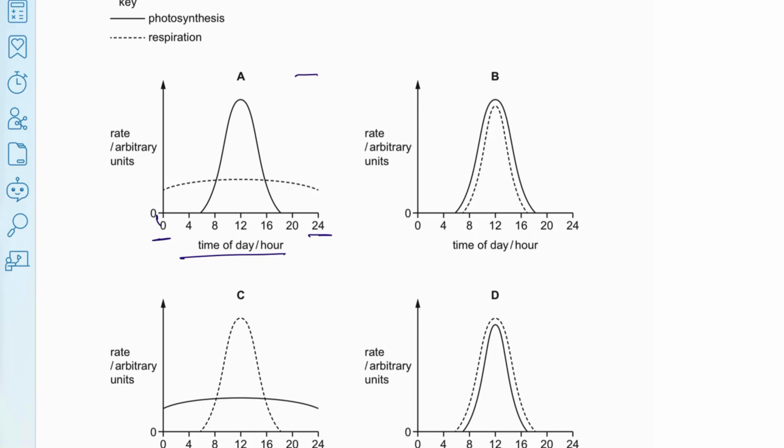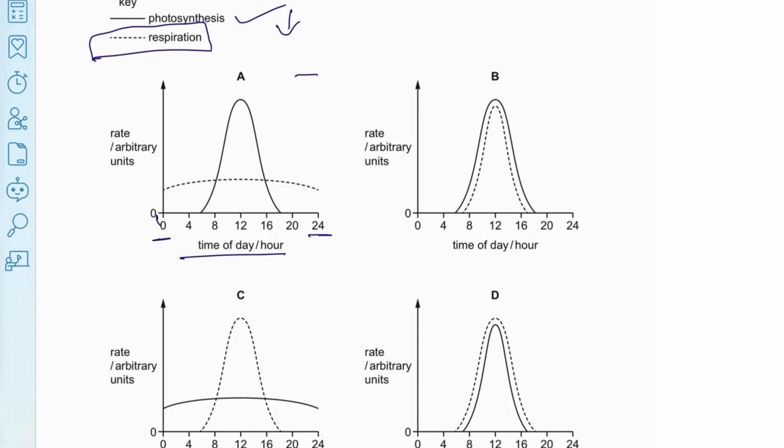So in the presence of light, photosynthesis will increase. In the absence of light, photosynthesis will decrease. But respiration, does respiration depend on light? Has any relation with light? No. So it will have a nearly steady flow.